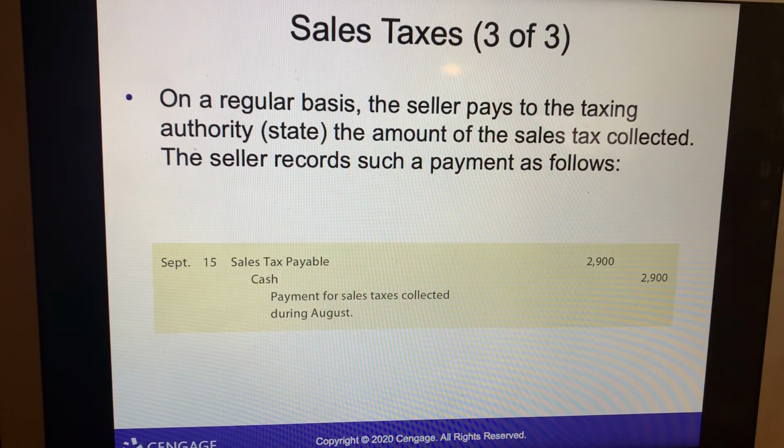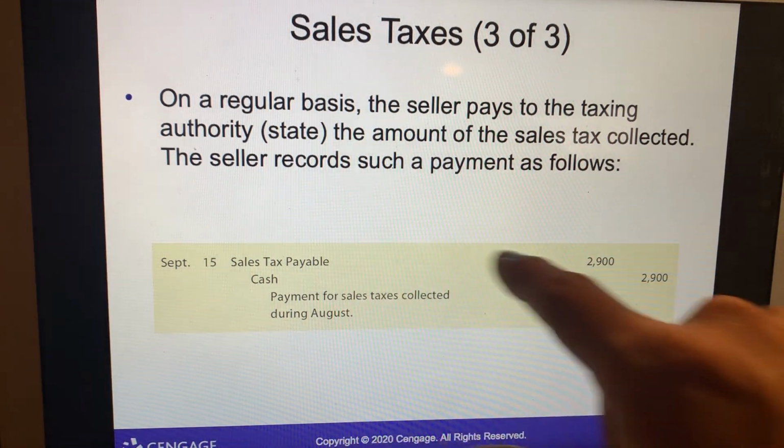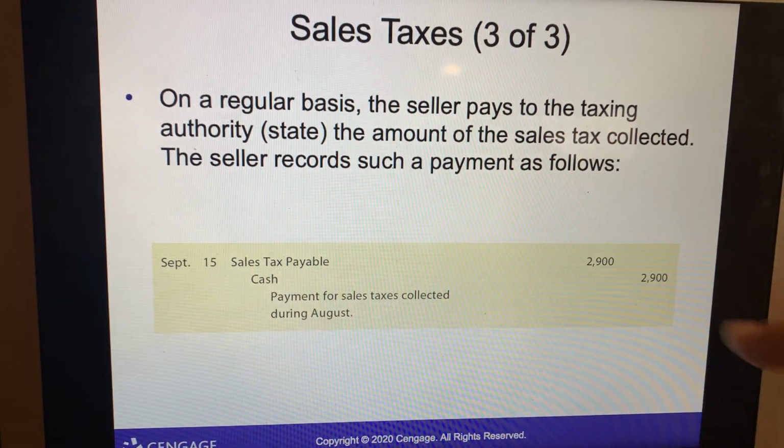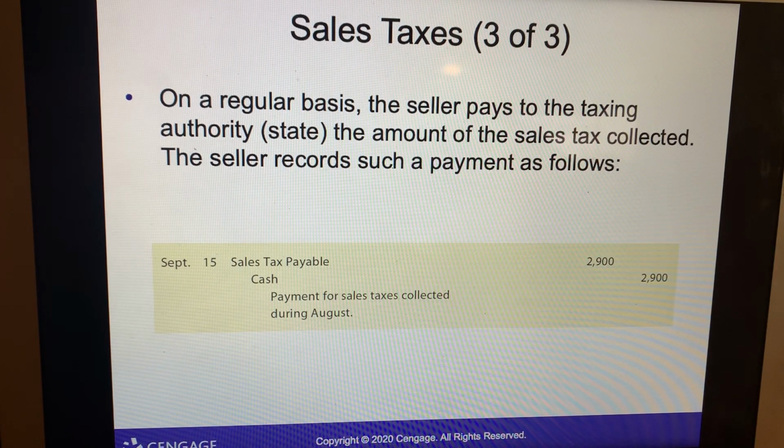Here's another example. On a regular basis, the seller pays the taxing authority, so sales tax payable of $2,900 and then we pay them cash of $2,900. So this is maybe quarterly payments, or sometimes monthly, depending on how much sales you have.